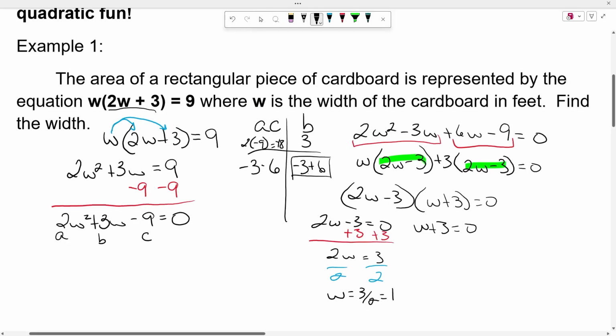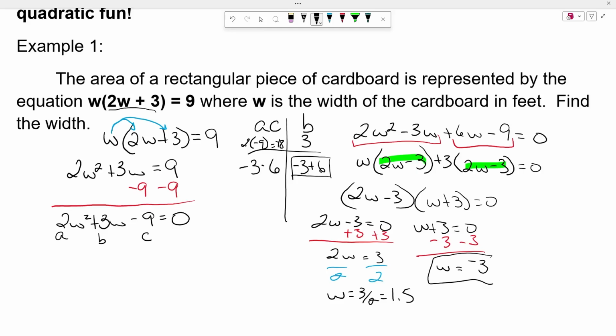or 1.5. Now my other piece over here, when I move my 3 to the right, I get that W is equal to negative 3. Since this is a measurement of width, width cannot be negative. Therefore, this is an extraneous solution. So my width of the cardboard is 1.5 feet, or 1 5/10.